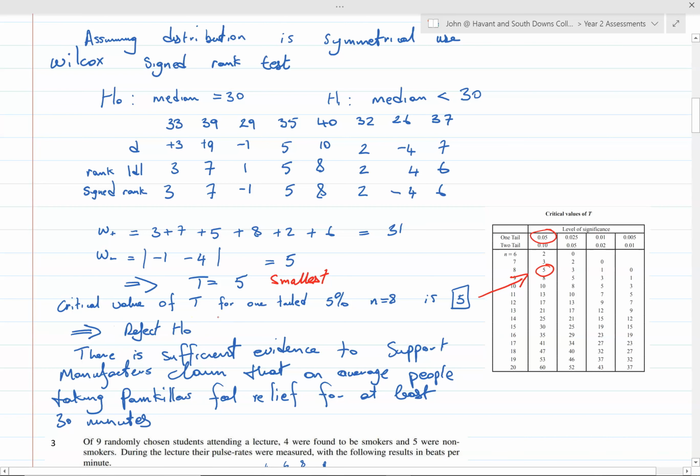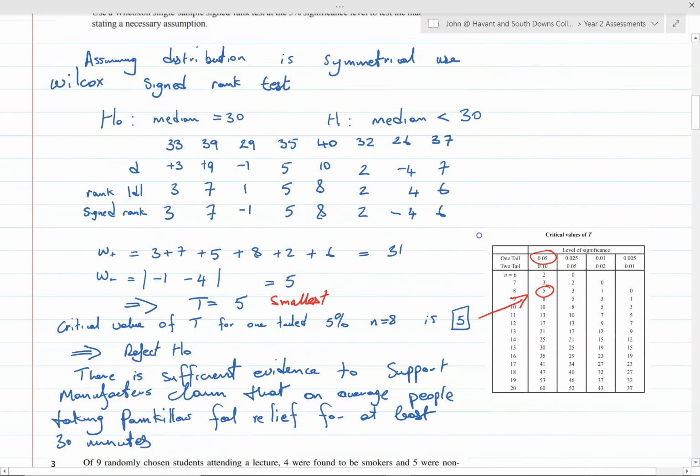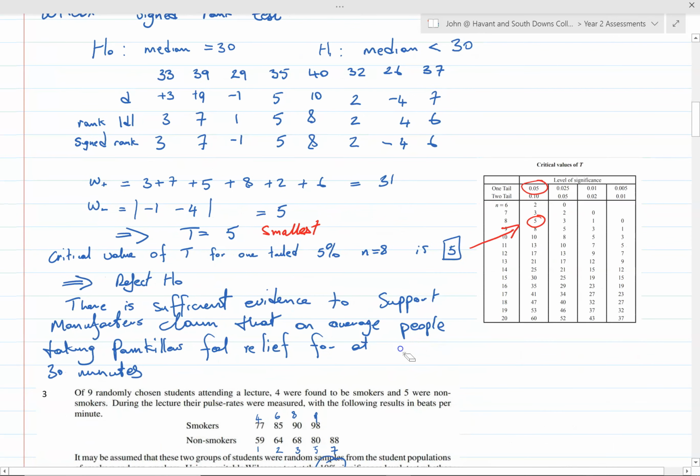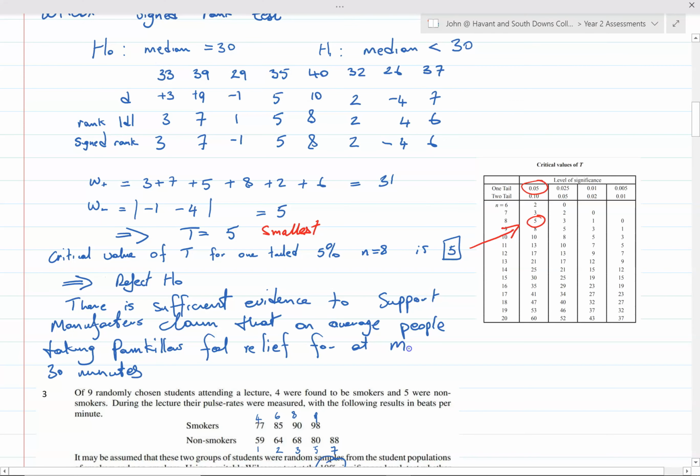And again, give a contextual statement. There is sufficient evidence to support the manufacturer's claim that on average people taking painkillers feel relief for at most, not at least, 30 minutes. It almost serves to actually check my own work here. So that's the second question done.